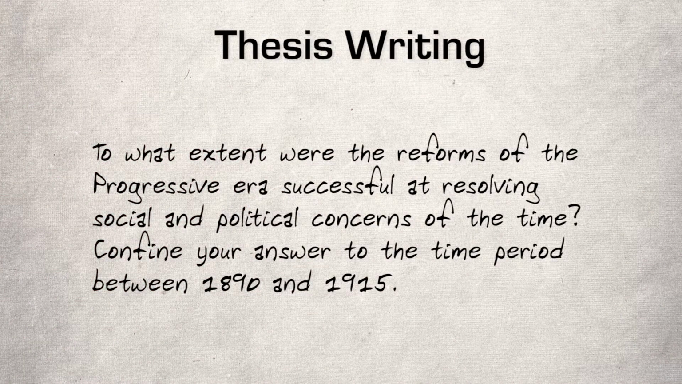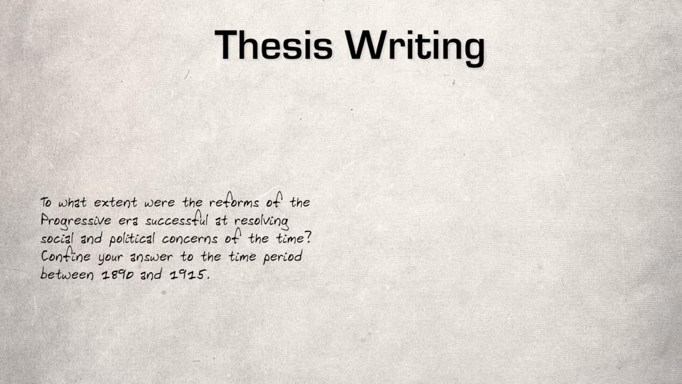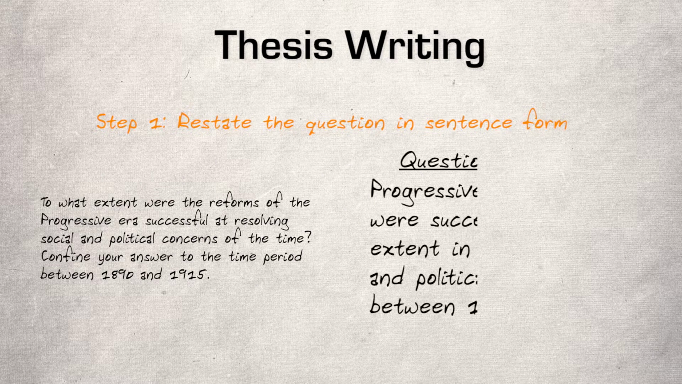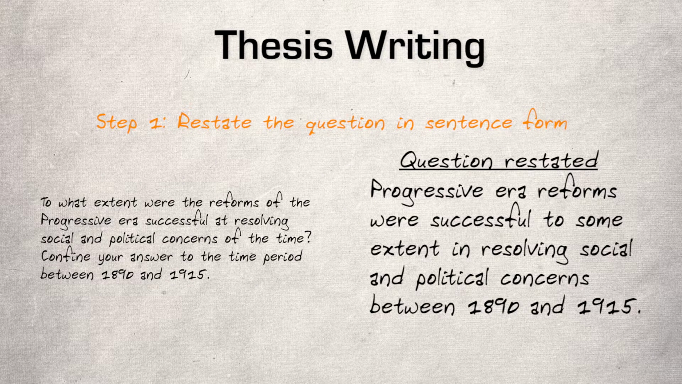To what extent were the reforms of the Progressive Era successful at resolving social and political concerns of the time? Confine your answer to the time period between 1890 and 1915. Our first step is to restate the question in sentence form. Progressive Era reforms were successful to some extent in resolving social and political concerns between 1890 and 1915.